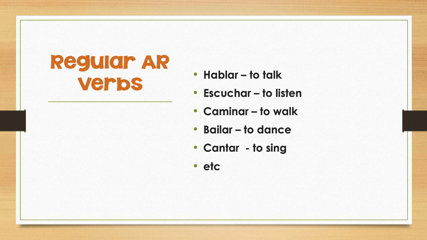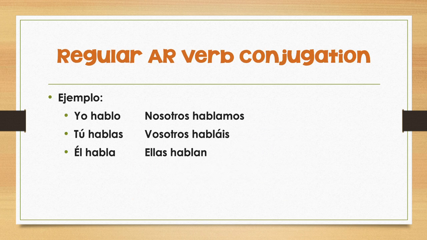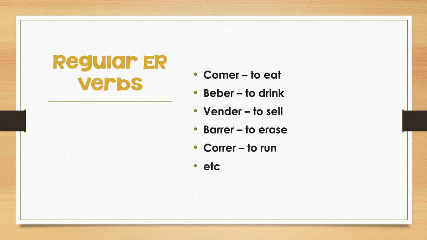We're going to start with regular AR verbs. So these would be verbs like hablar, escuchar, caminar, bailar, cantar, verbs like that. In the present tense, we have three separate sets of endings, one for AR, one for ER, and one for IR. So the AR verb endings are o, as, a, amos, áis, and an. Because it's an AR ending, the accent is on the A of the vosotros form. So for example, if we had the verb hablar, it'd be yo hablo, tú hablas, él habla, nosotros hablamos, vosotros habláis, and ellas hablan.